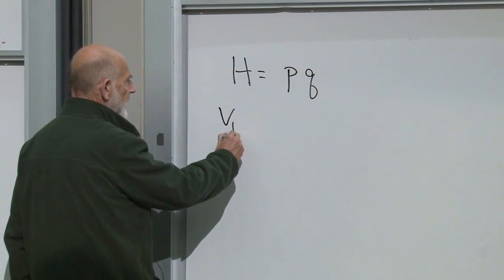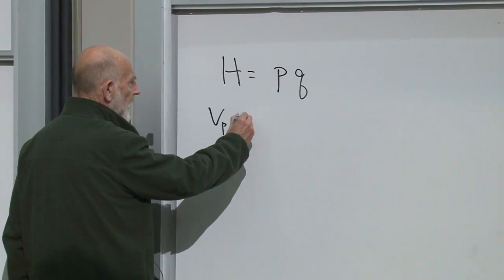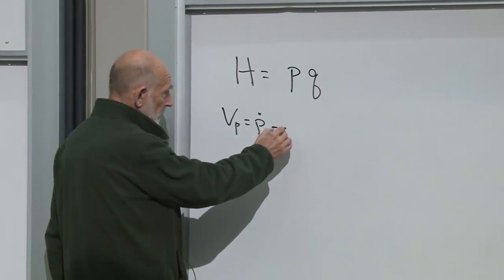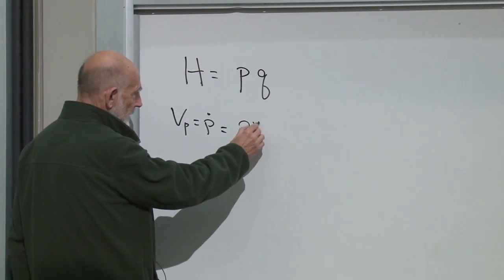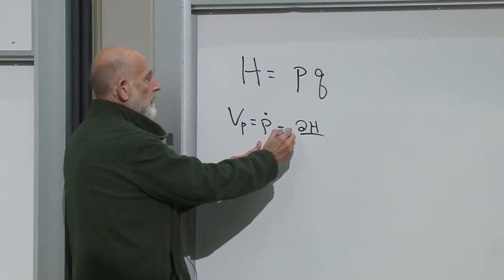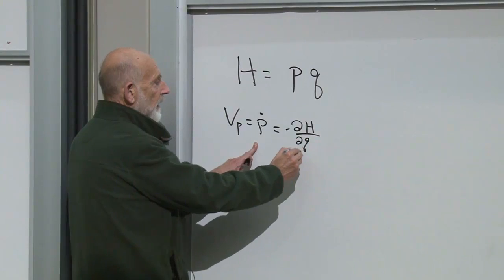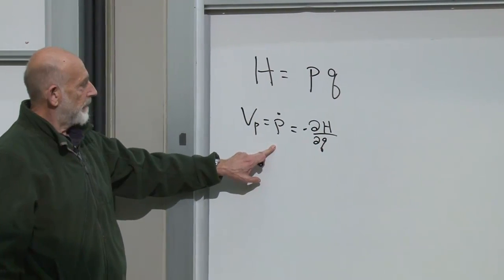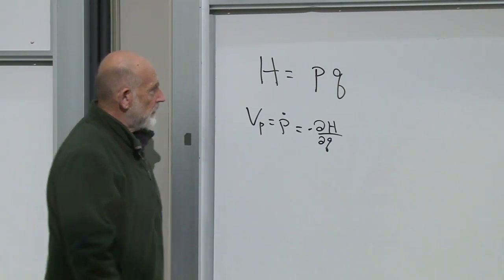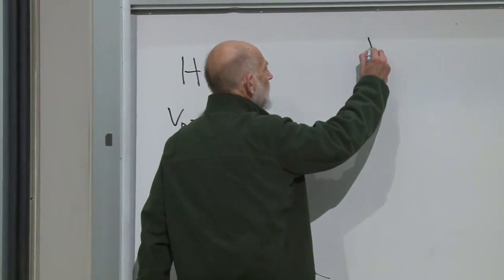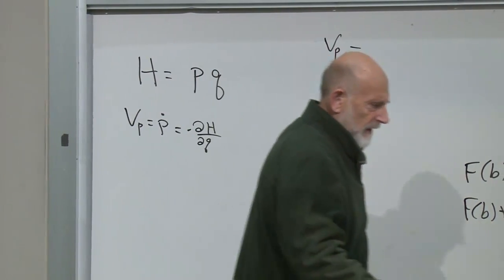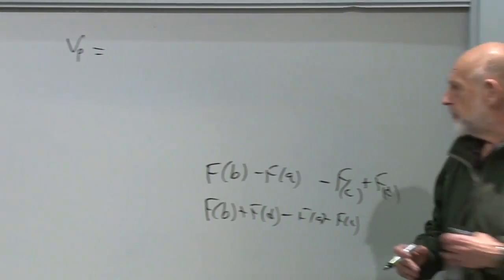What is Vp? Vp is the same as p dot, and that is equal to minus the partial derivative of H with respect to q. And what is that? Minus p, right? Okay. So the first equation is, let's just call it p dot, equals minus p.